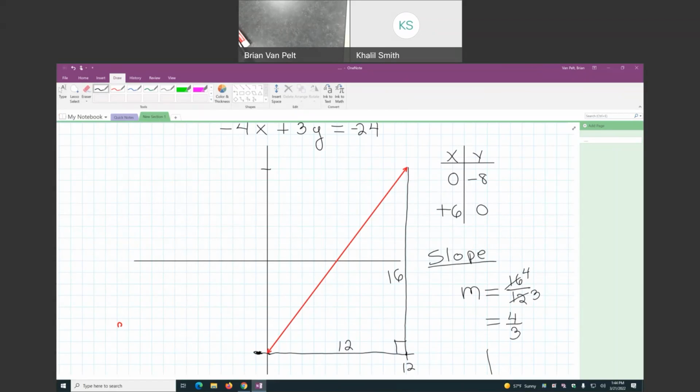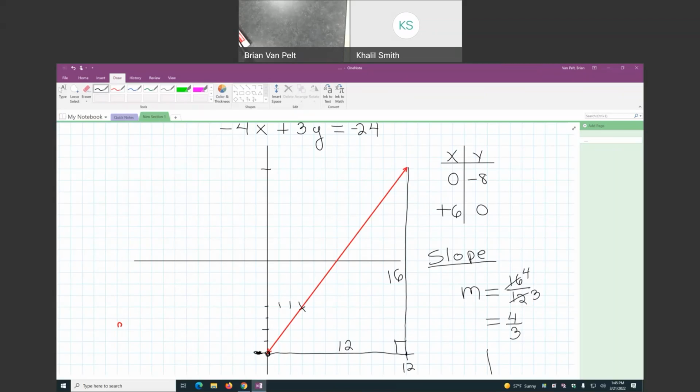Now check it out. If I start at the bottom point, start down here, from that point, go up 4 units. 1, 2, 3, 4. Now go to the right 3 units. There you are, right on there. So the steepness is 4/3. That's how we say the line is steep. That's how we label its steepness.